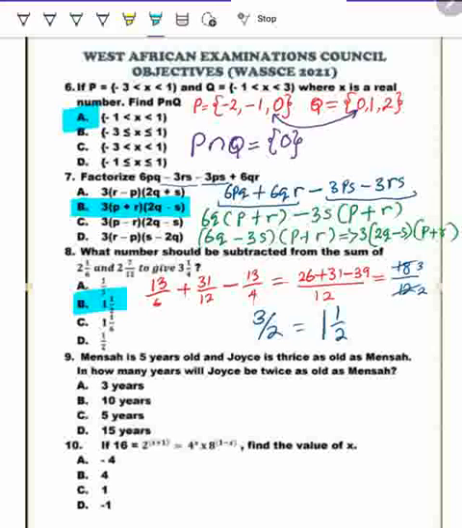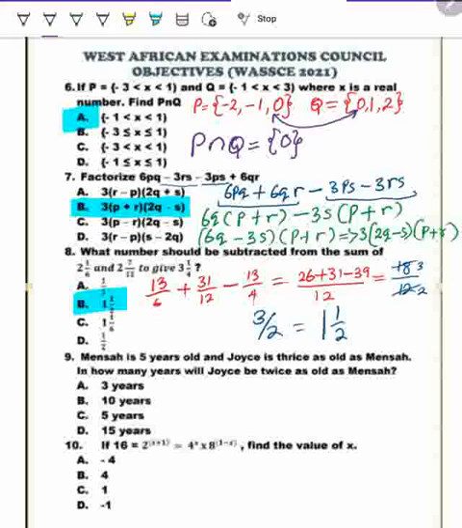Now, question number 9. Mensah is 5 years old and Joyce is thrice as old as Mensah. In how many years will Joyce be twice as old as Mensah?